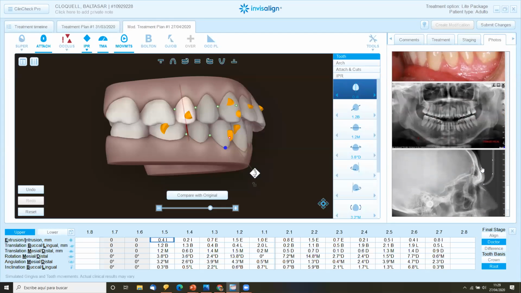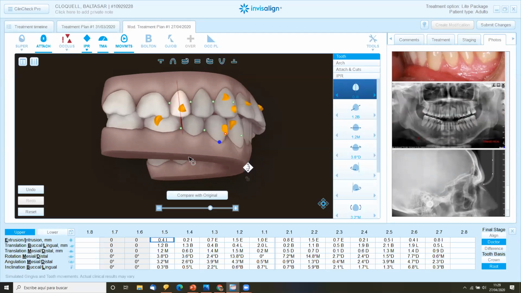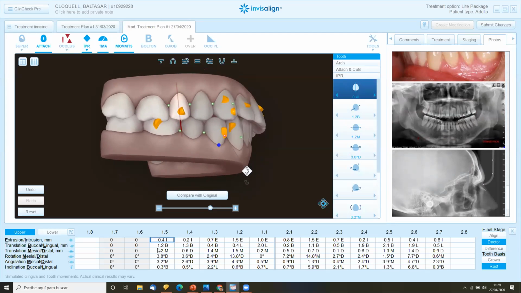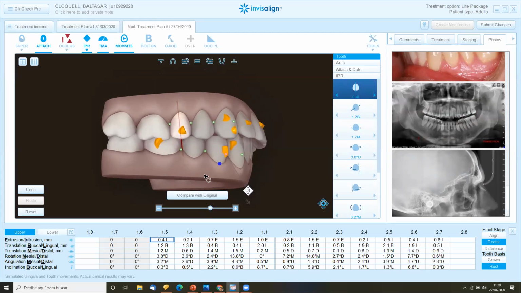Please take a look in the panel. Do we have any problem with the mesiodistal angulation of the 15? No, not at all, okay? So I can do a lot of things here. I can change it with the table, I can write to the technician, okay, but I prefer to do it by myself.